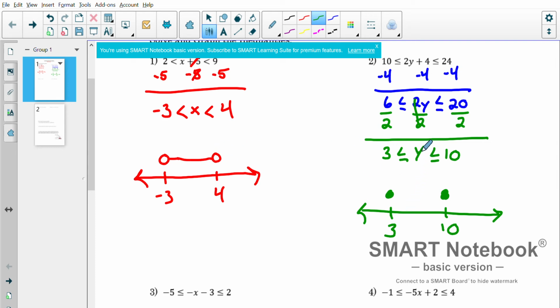Now let's look at the relationship between y and 3. The open side is facing y, so y is greater than or equal to 3. Greater than is to the right. Closed side is facing y for y and 10, so y is less than or equal to 10. Less than is to the left. This is once again going towards each other, or connecting between 3 and 10, meaning all of our solutions are between 3 and 10 and also including 3 and 10.